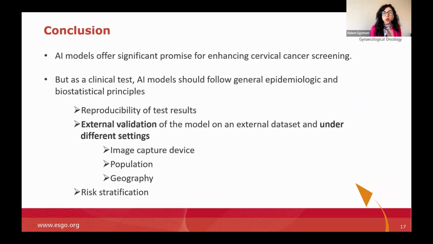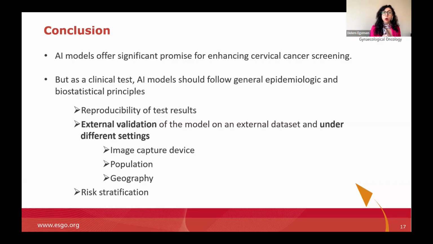So to sum up, in general, AI models can offer significant promise to enhance cervical cancer screening, especially in low resource settings without needing a biopsy. But AI models, at the end, are a biomarker, and they should also follow general epidemiologic and biostatistical principles. The most important factors that need to be checked are reproducibility: when you implement this test on repeated images, do you still get the same results?